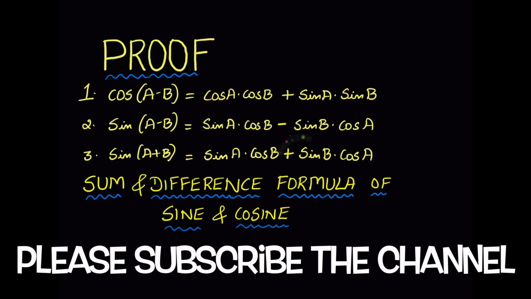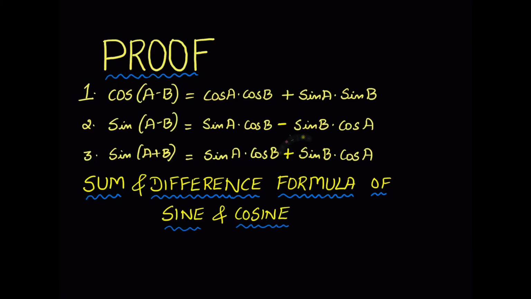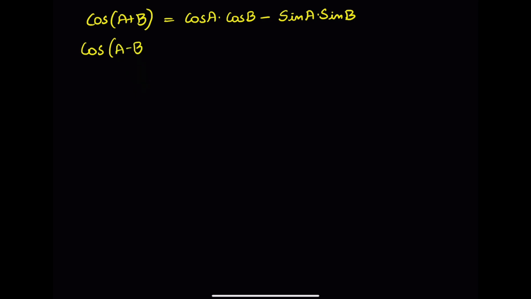In this video, we are going to prove the sum and difference formula of sine and cosine functions. We are going to add this to our formula sheet, and also please memorize this. From the previous video, we know that cos of a plus b is equal to cos a cos b minus sin a sin b.